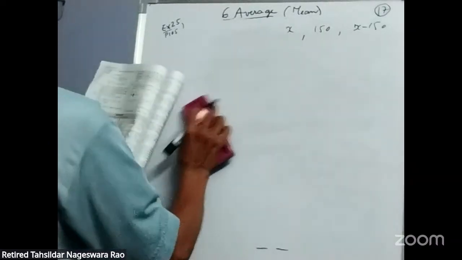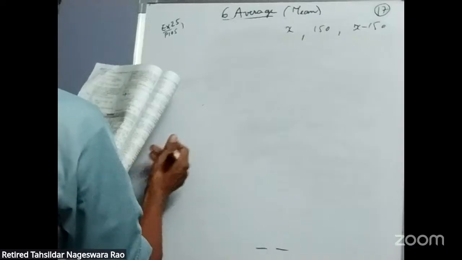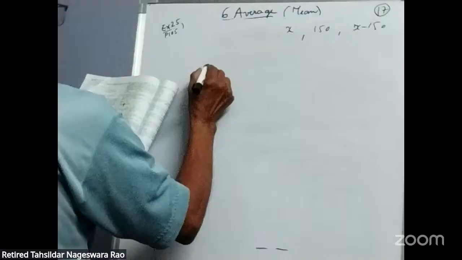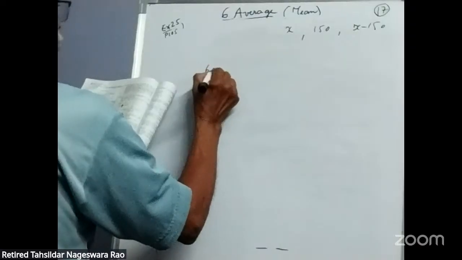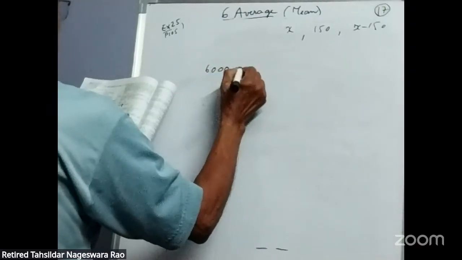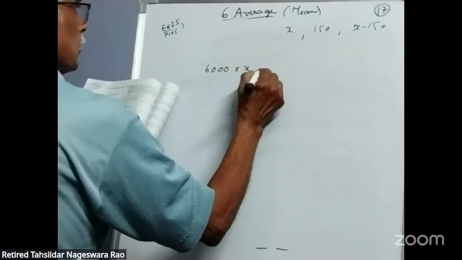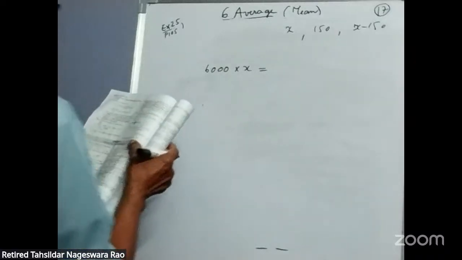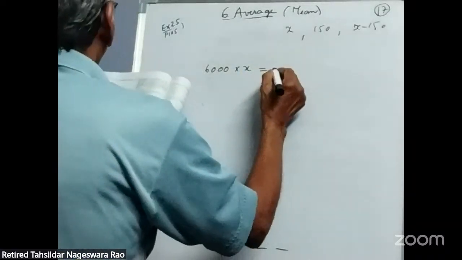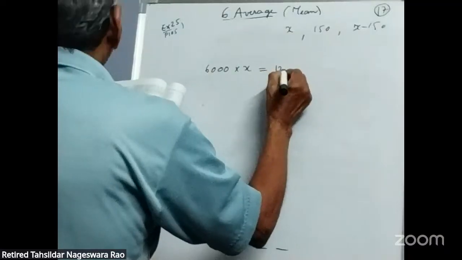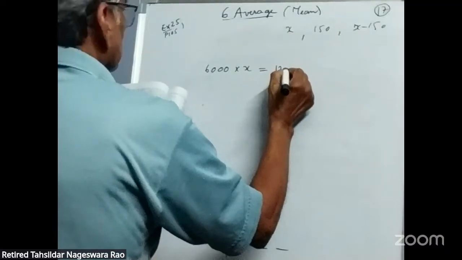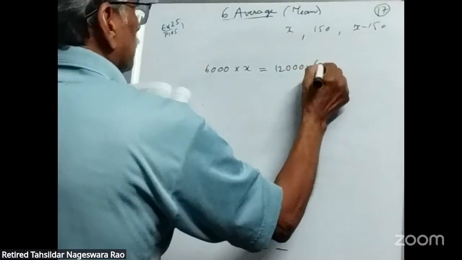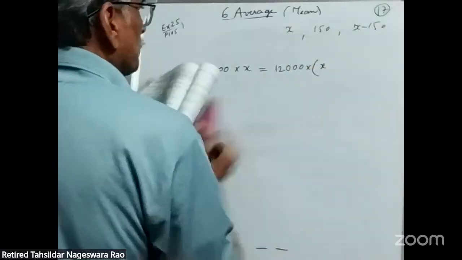Total average is given. Average salary of the workers, average is 6,000, workers x. We have to find out the total workers. Here 150 technicians, average is 12,000. Non-technicians x minus 150, technicians 150.